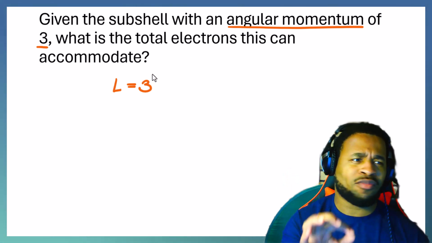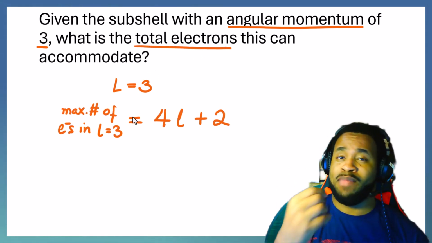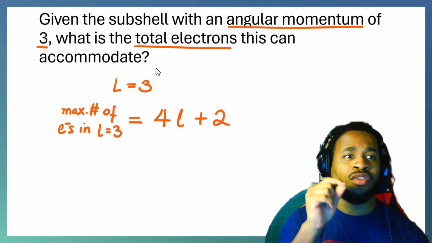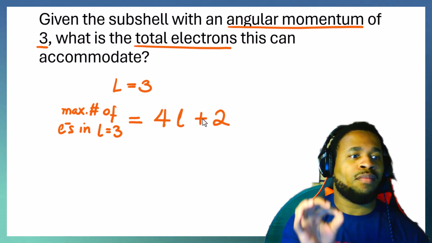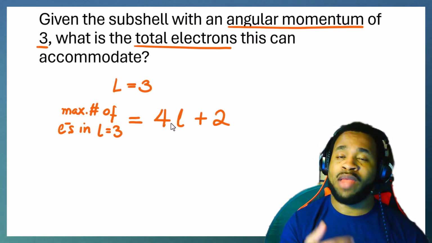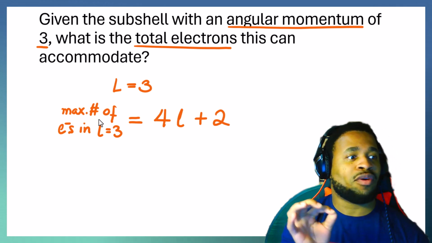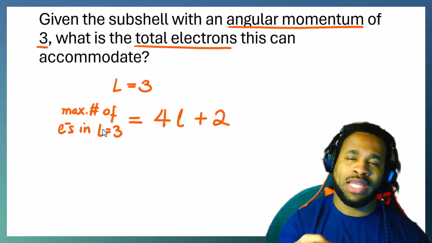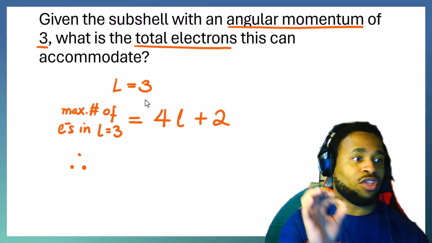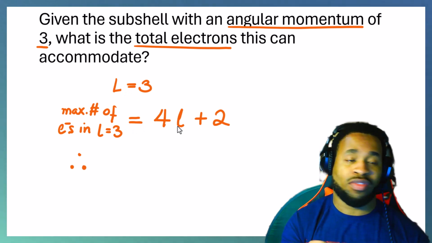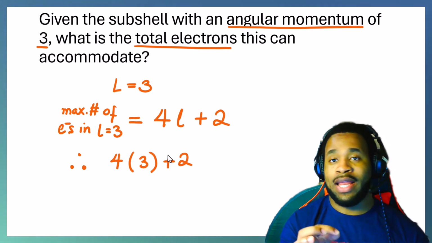Now the next point is, what is the total number of electrons in here? Based on this information for the angular momentum, the expression is 4L plus 2. That means if I multiply my L value by 4 and add 2 to that result, that will give me the maximum number of electrons that can be accommodated by this angular momentum. Therefore, by putting in our value for L, which in this case is 3, we multiply 3 by 4 and then add 2.